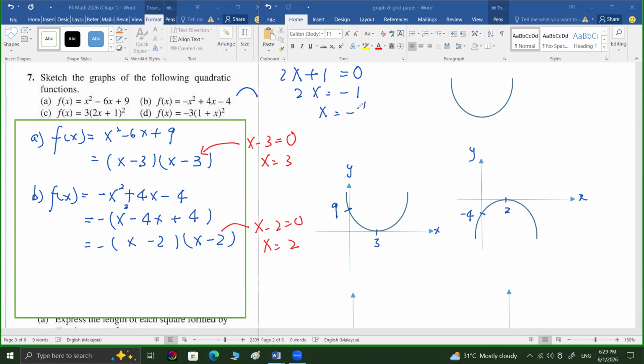X, is it -1 per 2? Okay, got it, all of you? -1 per 2, right? So -1 per 2 means it's smile. Can you see smile? Okay, see how I sketch the graph here? The roots that we get is negative.